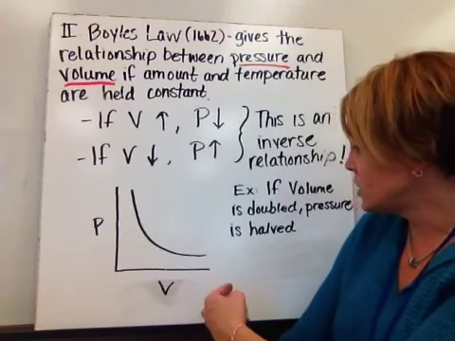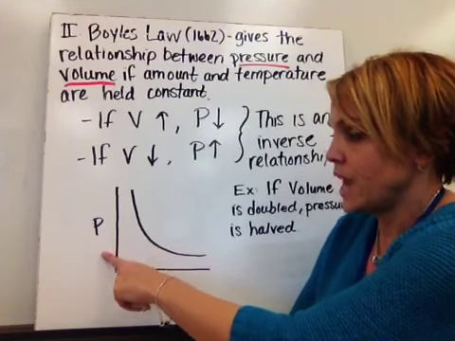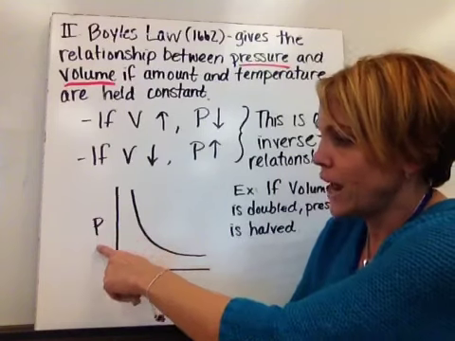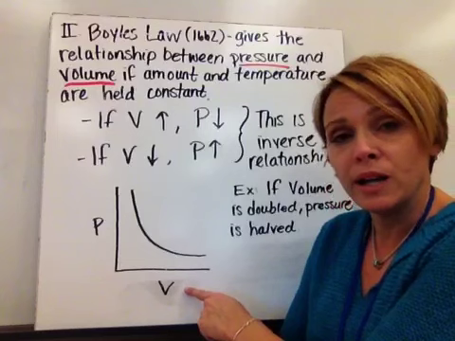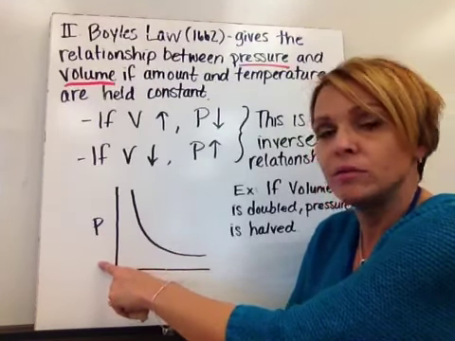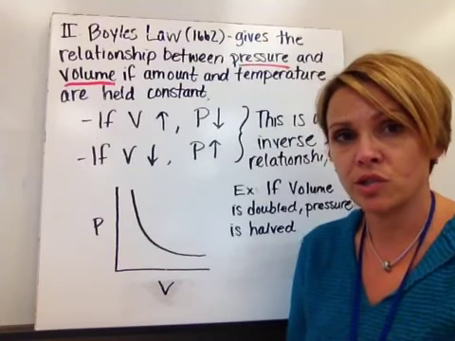So what I just said is, if the volume is doubled, the pressure is halved. So if you increase the volume by 2, you're going to halve the pressure. If we said that we're going to increase the volume by 3 times bigger, then our pressure is going to go down by 1/3. Okay? So that's what we mean by an inverse relationship.